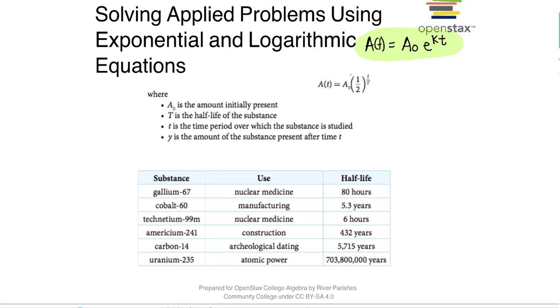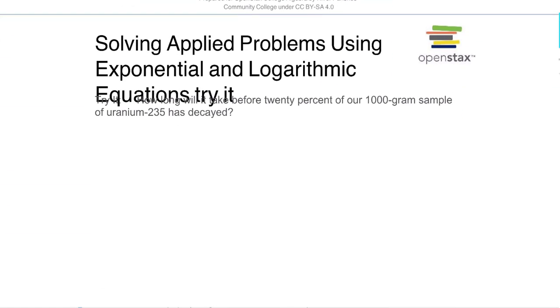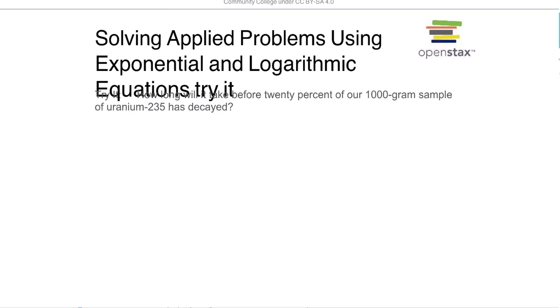So in this case, I think what they mean by y is the A of t. So let's go down here, and they say, the word problem is a little hard to read, and I apologize for that. It says, how long will it take before 20% of our 1,000 gram sample of uranium-235 has decayed? So A sub 0, I can go ahead and tell you, is 1,000 grams.